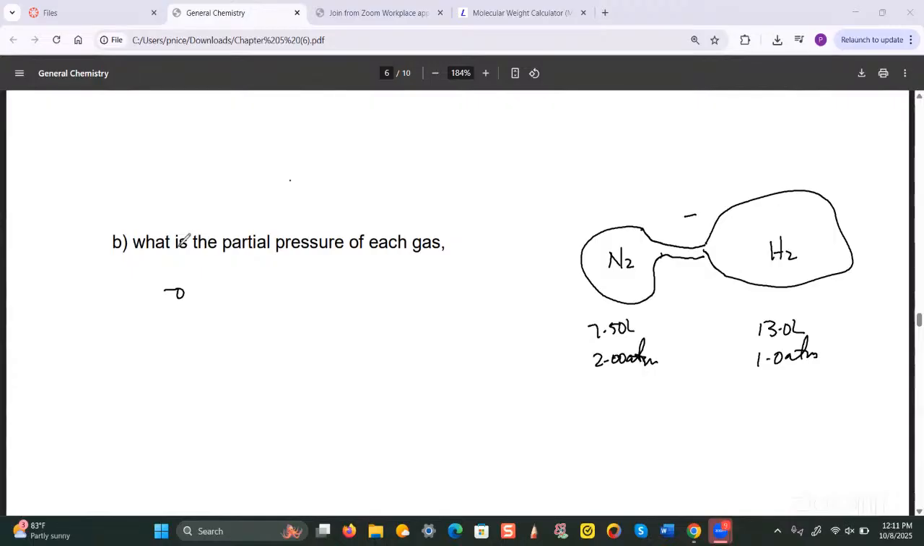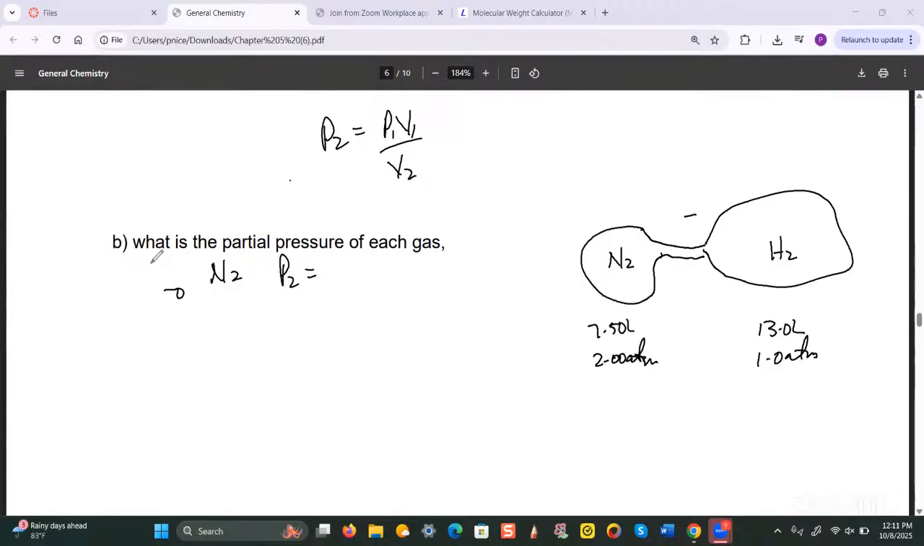Because you have the initial pressure of each gas, you have the initial volume of each gas, and you have the final volume of each gas, which will be the same for both gases because both gases occupy the same volume in the apparatus. So let's focus on the nitrogen, right? So P2 for nitrogen would be equal to what? Let me write this general formula here. P2 is equal to P1 V1 over V2, right?